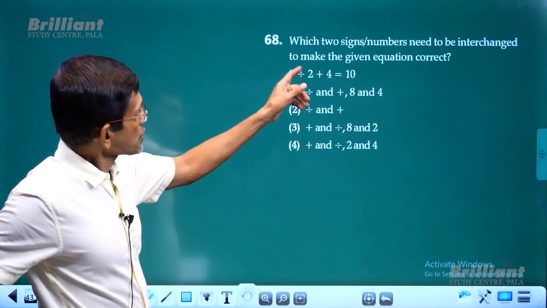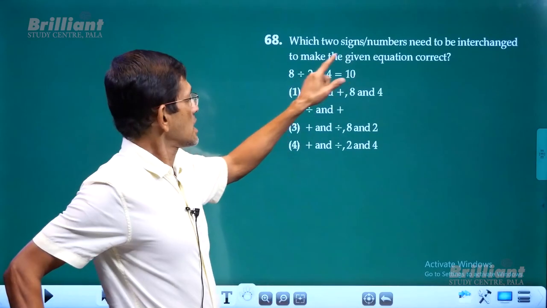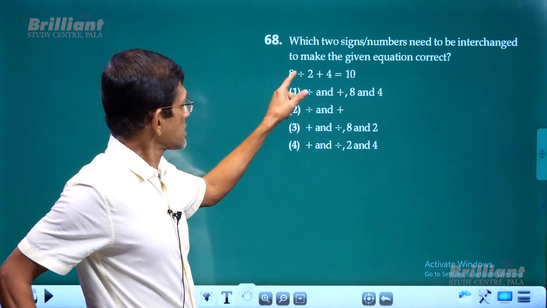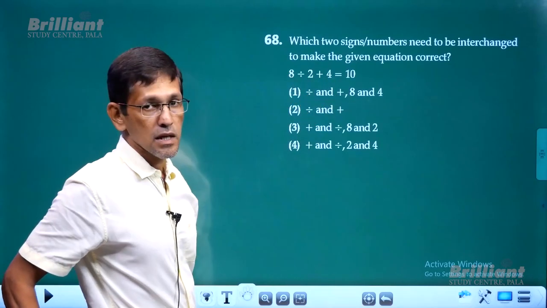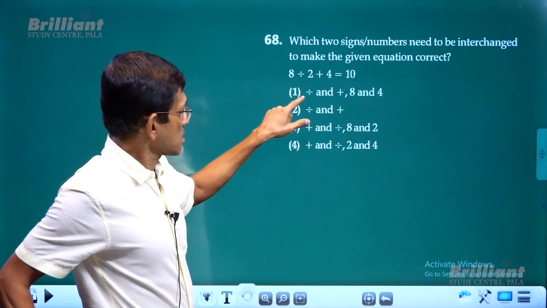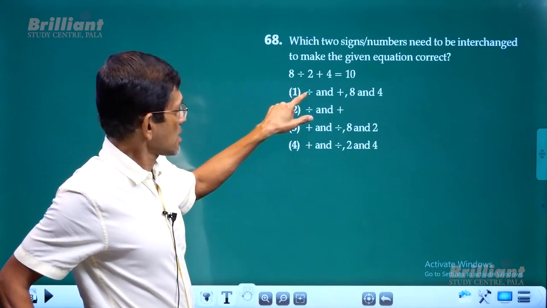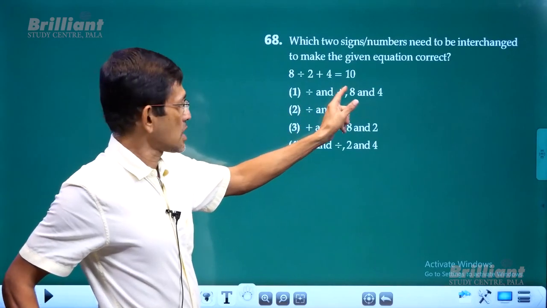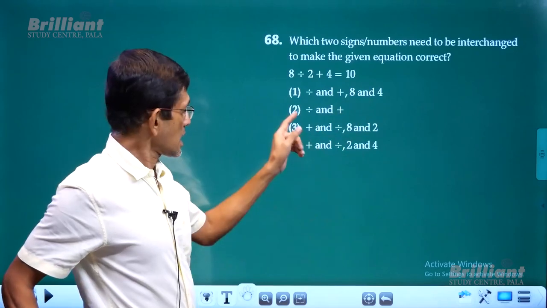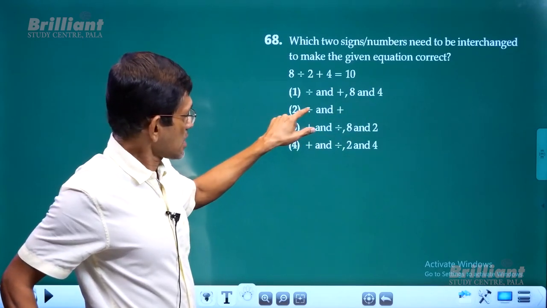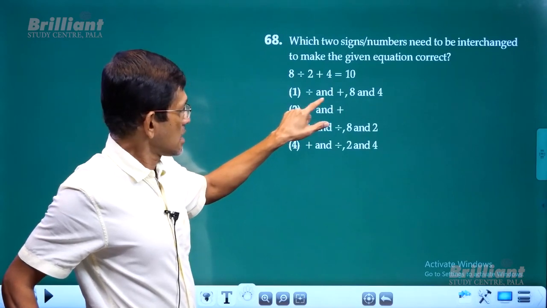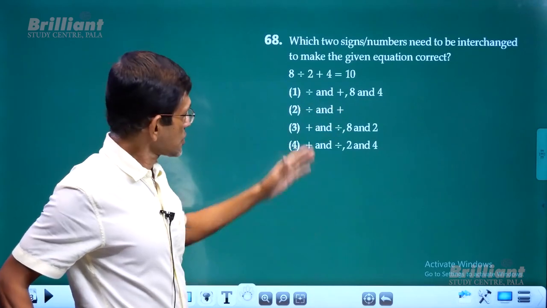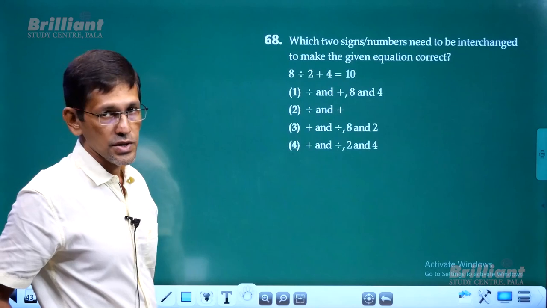68. Which two signs or numbers need to be interchanged to make the given equation correct? The given equation is 8 divided by 2 plus 4 is equal to 10. The first answer choice says you have to interchange the symbols divided by and plus, and at the same time swap the numbers 8 and 4. The second answer choice says to swap just the symbols, divided by in the position of plus and plus in the position of divided by. Anyway, we have to do trial and error in this case.